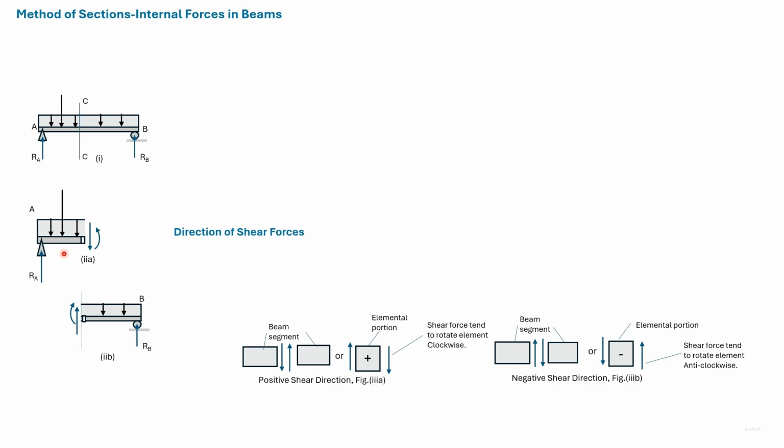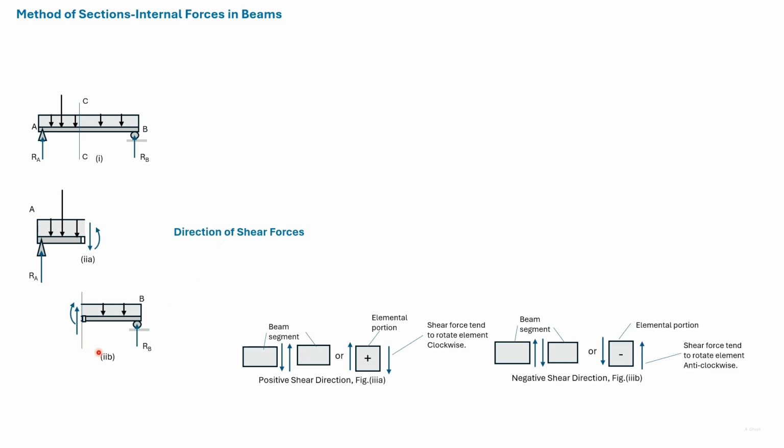Consider that for equilibrium, at this section, there needs to be a downward vertical force and an anti-clockwise moment as shown. So this left portion is in equilibrium under the reaction, the point load, the uniformly distributed load, and the internal forces, which are a vertical force acting downwards and an anti-clockwise moment acting on the section CC.